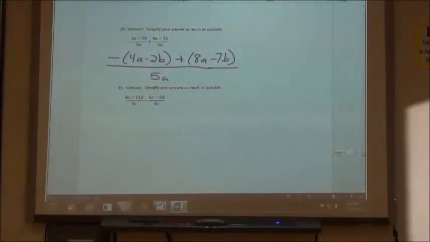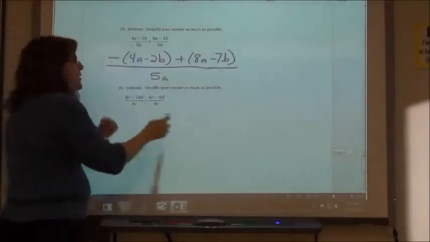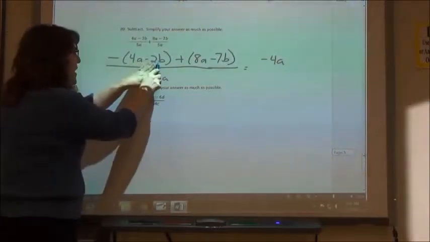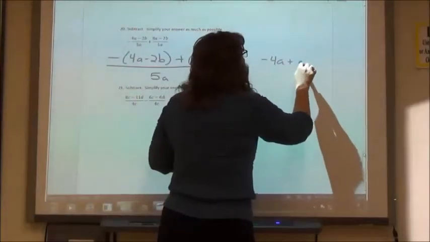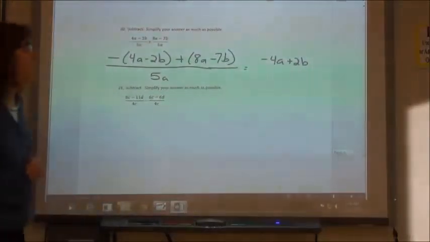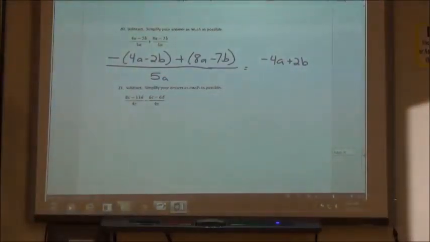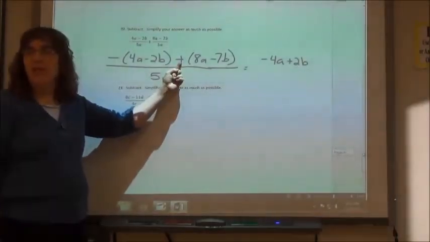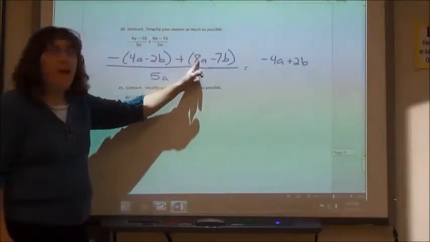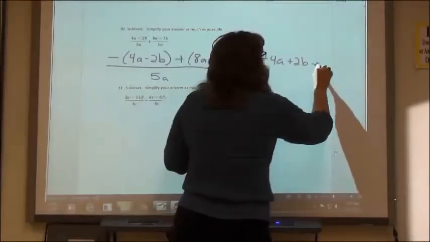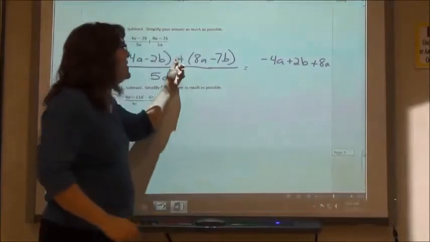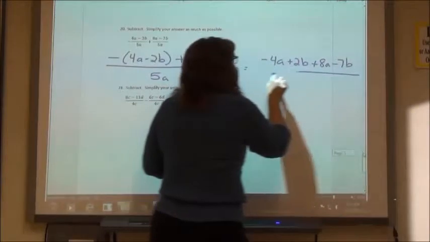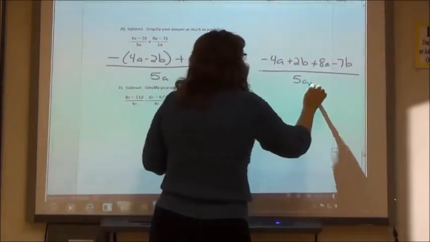So, distributing that negative. Negative times a positive is going to give me negative 4a. Negative times a negative is going to give me a positive 2b, right? This one has a plus sign in front, so it's not going to change any signs. Positive times a positive is still positive 8a. Positive times a negative is still negative 7b. All over my 5a.